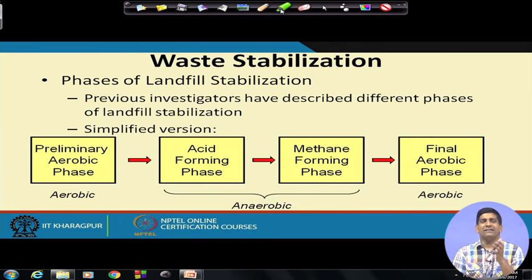Stabilization. What does stabilization really mean? Stabilization actually means that the waste is degrading. So you start with 100 kilograms of garbage. We put it in a landfill, and the microorganisms start working on it. It's food for microorganisms, so they will start degrading it.